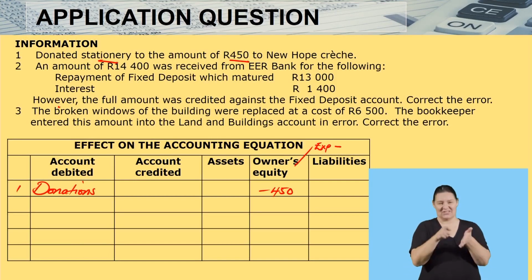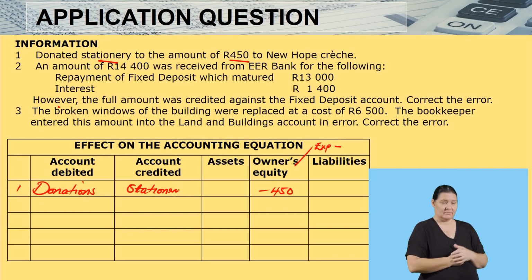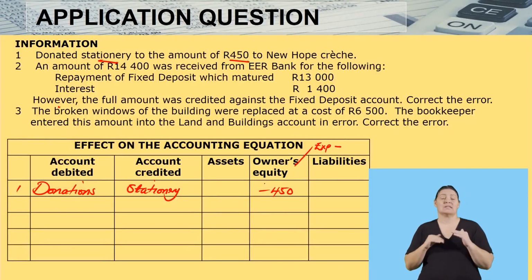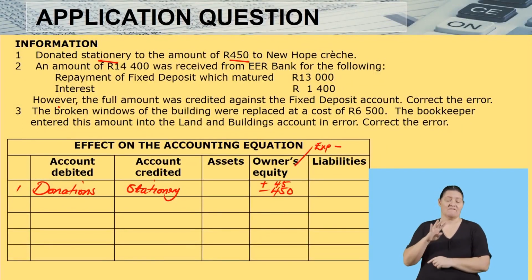What is it that we donated? We donated stationery. That means the account to be credited in this case is stationery. Stationery is also an expense. And once we are crediting an expense account, that means we're decreasing that particular expense. And expenses affect owner's equity. An increase in expenses decreases owner's equity. But a decrease in expenses will then increase our owner's equity. That means I'm still coming to my owner's equity. I'm now going to have a plus 450. Let's quickly go and see the next one.